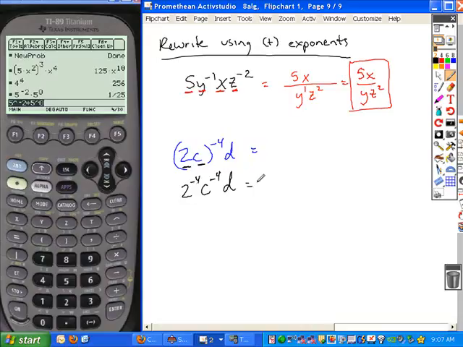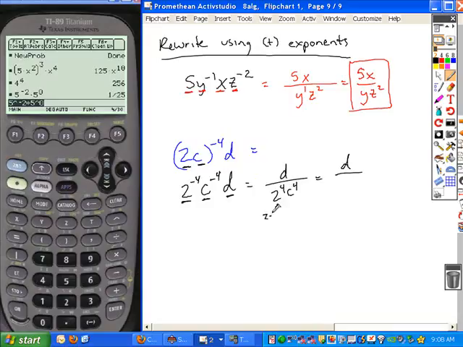And now we can simplify. So we have a base of 2, a base of c, and a base of d. Is the base of 2 going to stay in the numerator or move to the denominator? It has a negative power, so it's going to move. We change the sign to positive 4. Is the c going to stay in the numerator or move to the denominator? Move. Change the sign of the power to positive 4. And is d going to stay in the numerator or move to the denominator? Stay in the numerator.